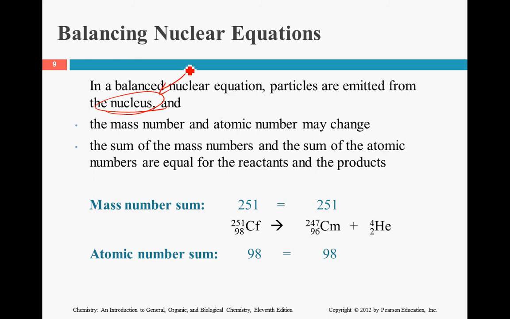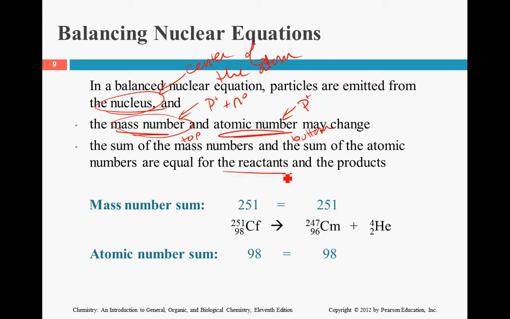So remember, this is the center of the atom. The mass number and the atomic number are the things that can change. Remember, the mass number is the protons and the neutrons added together, whereas the atomic number is just the protons. Because of this, the mass number is always going to be bigger. It's also going to be the number on the top, and this is always the number on the bottom.